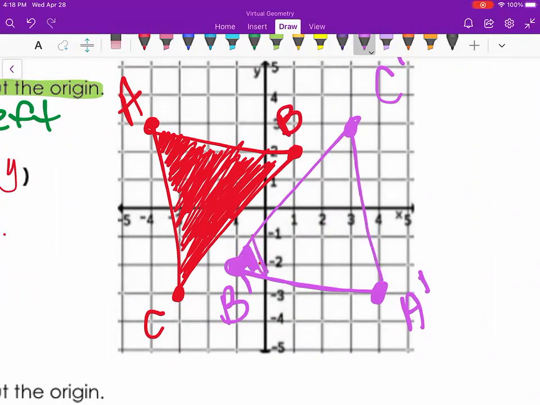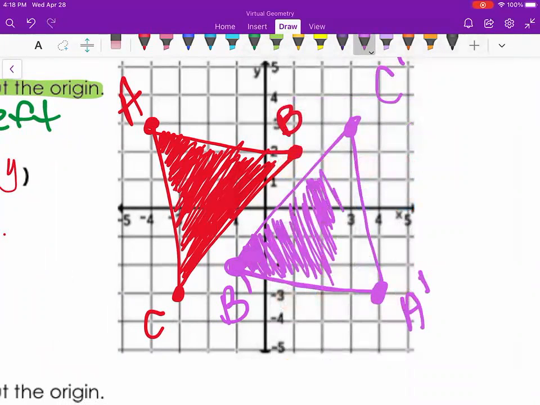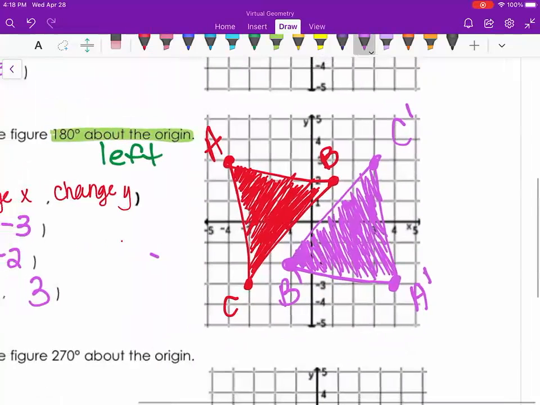All right, and here is my new triangle. And again, we can see that it is in fact rotated. It has been rotated 180 degrees to create our new image.